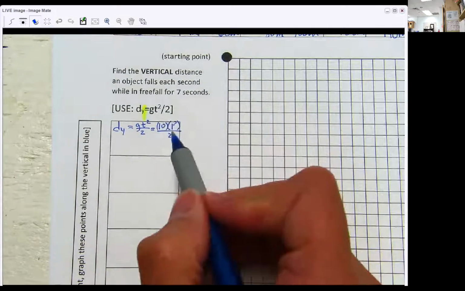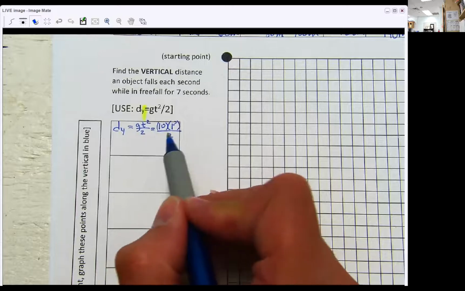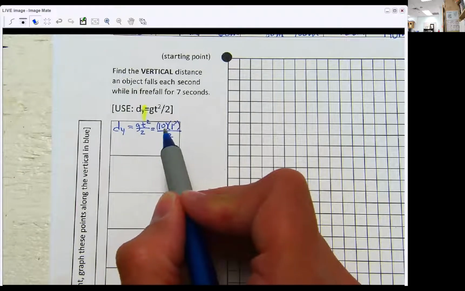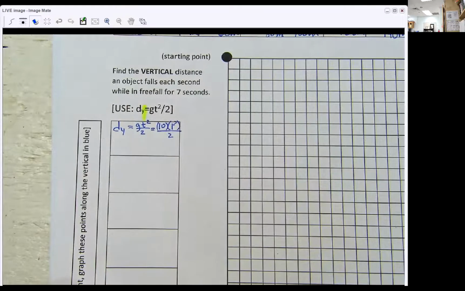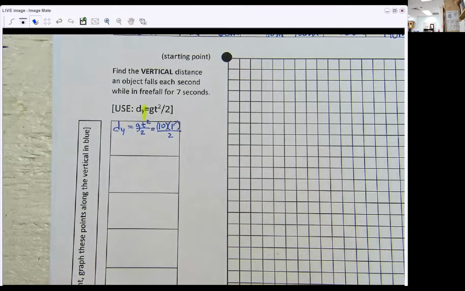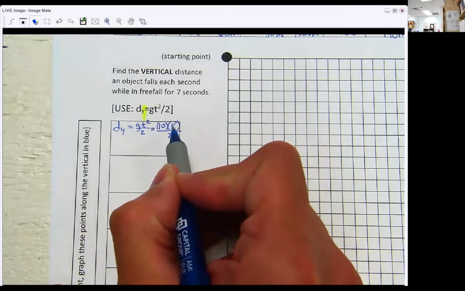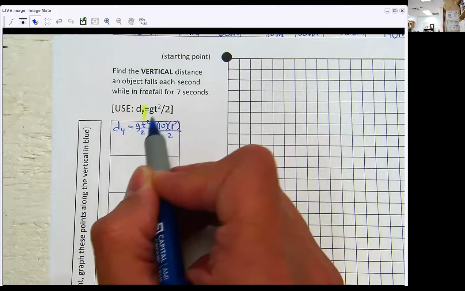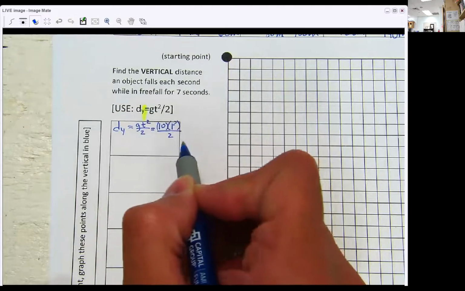When we do this first one, we have gt squared over 2. For g, go ahead and use 10. The time is the first second. And then the 2 is that constant that we're going to have. It's always going to be there. So you can do this one in your head. You could say 1 squared is 1. 1 times 10 is 10. Then divide by 2 and get 5.